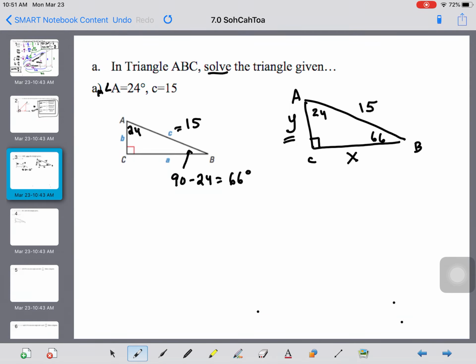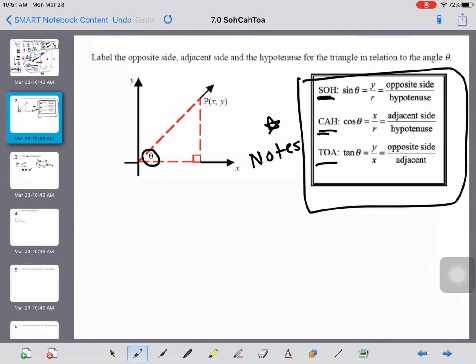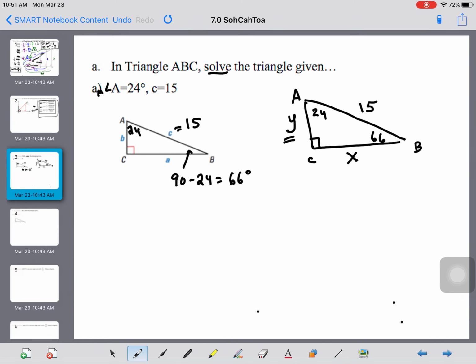Okay, so here, if I want to find this height AC, I notice that I have the hypotenuse and I'm looking for that side opposite. So I could say sine of 66 degrees is equal to y over 15. And then I could multiply both sides by 15 to be able to solve.